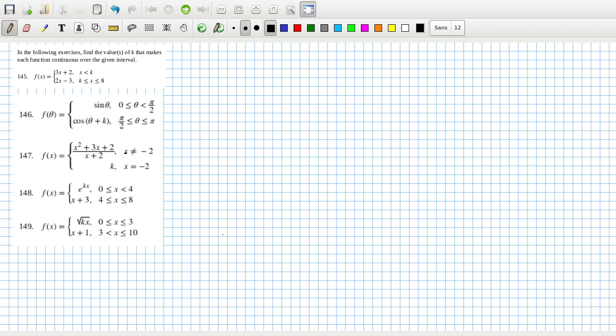Okay. In the following exercise, find the value of k's that makes each function continuous. Interesting. So what's going to happen here is it switches from this line to this line at the point k. I don't think the 8's too important here. So we have to make sure the k is such that where this finishes, this one begins. So I can achieve that by just saying 3k plus 2 equals 2k minus 3. So that means k will equal minus 5. That should do the job.